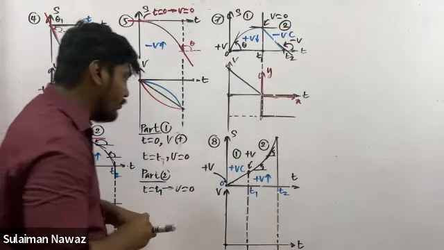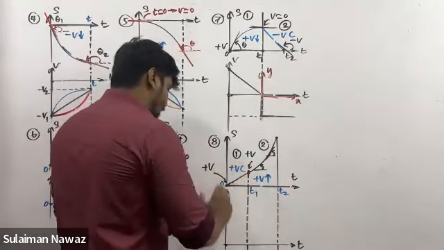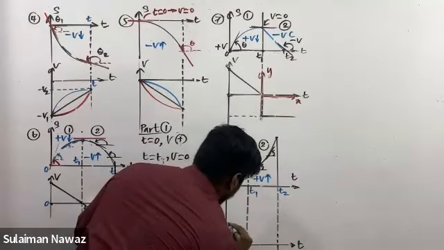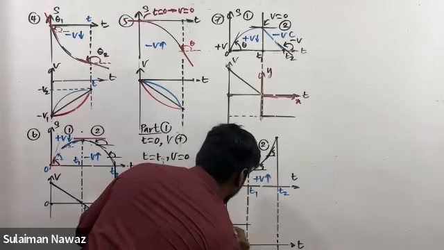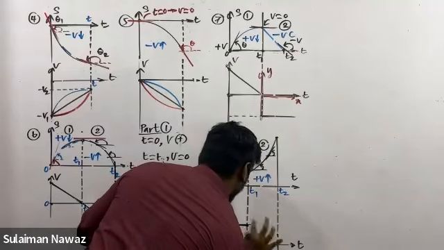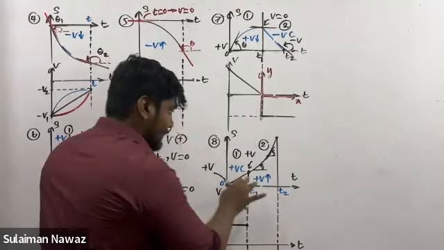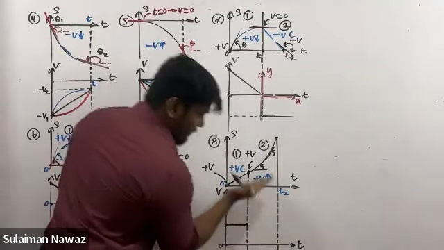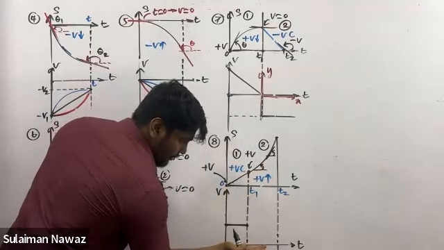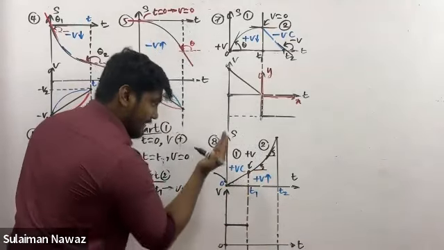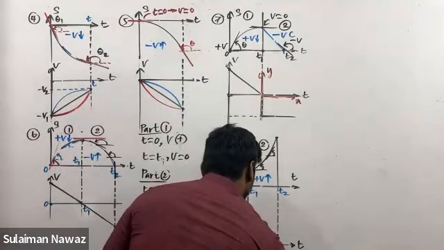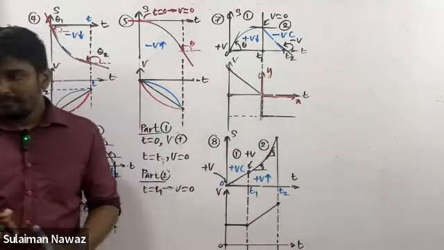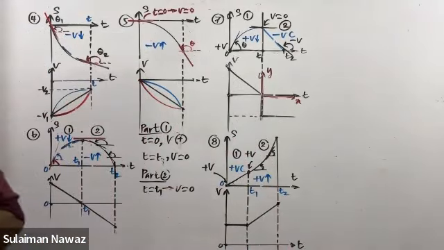In that case, how would you draw that? Positive velocity constant in first part. The second part, positive velocity increases. Above the time axis, velocity is positive. Positive velocity is increasing. That's it.